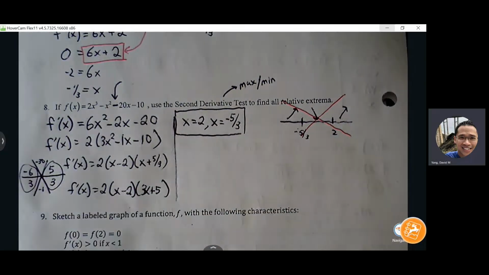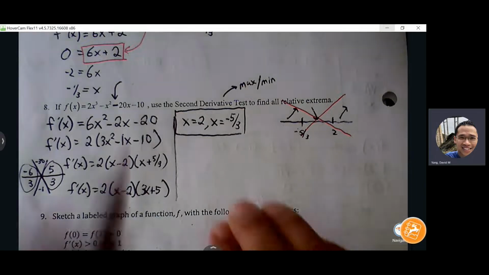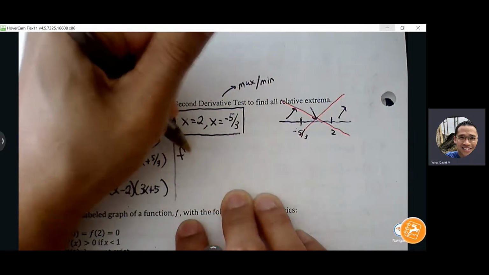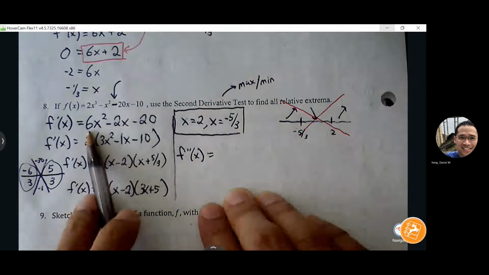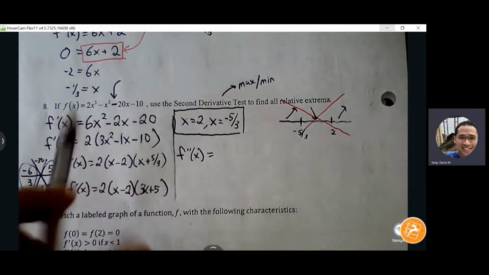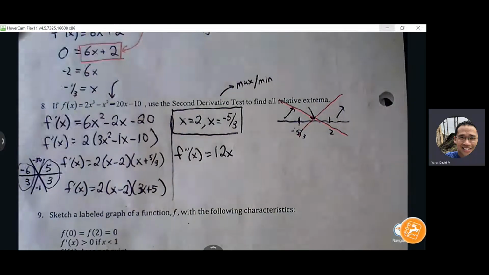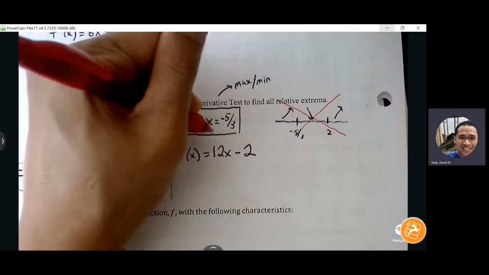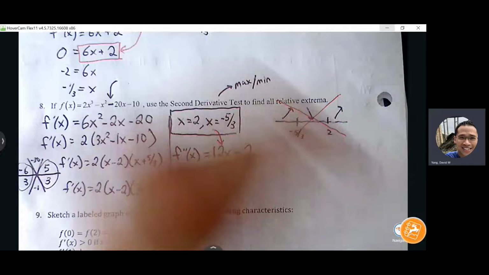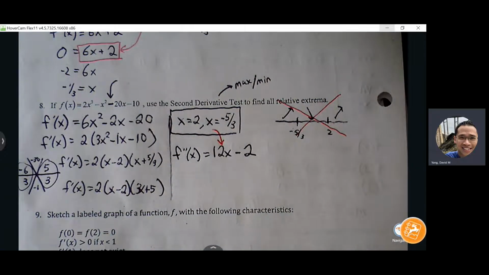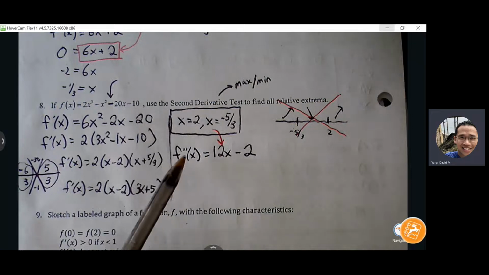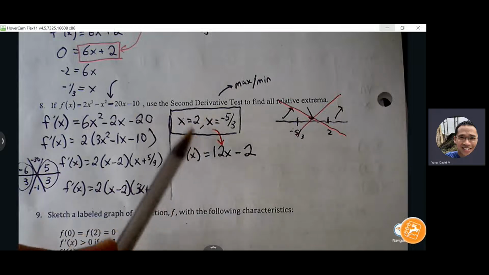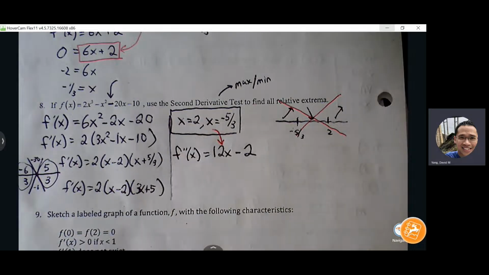So we're going to apply the second derivative test, but we're going to make the same conclusion about 2 and -5/3. What we're going to do is find f double prime. I'll go through the power rule again. 6x squared becomes 12x. -2x becomes -2. Okay, so this is what's different here. We're going to take these critical points from f prime and insert them into f double prime. We don't want to set f double prime equal to 0. If we do, that's something else, that's the test for concavity. We're using specifically the second derivative function to test the critical points from f prime.